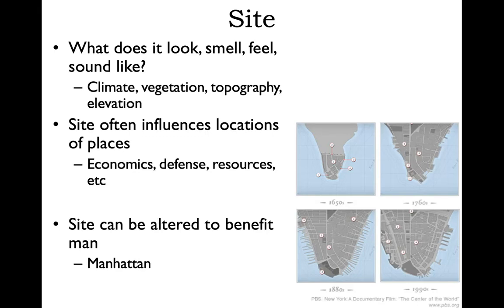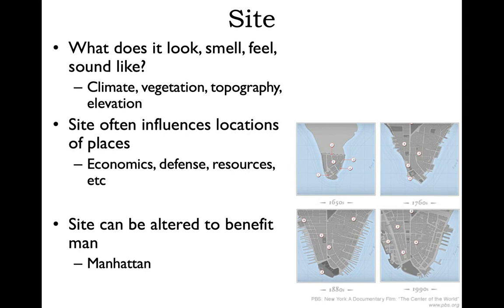Another way to figure out location is to determine its site. Site is what does it look, smell, feel, and sound like. When I think of site, I like to think of my 5 senses. I'm looking at climate, vegetation, topography, and elevation. And site often influences the location of places, such as economics, defense, and resources. And sites can change or be altered to benefit mankind.